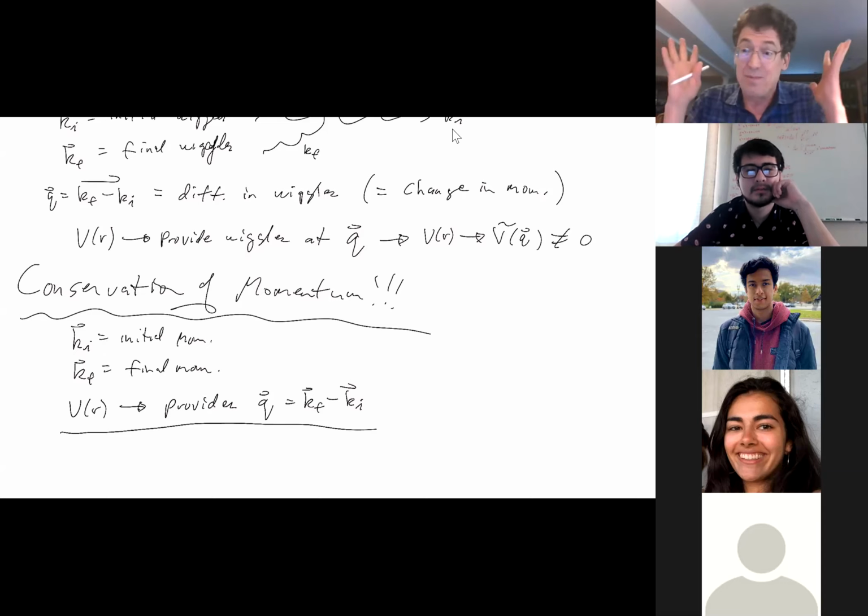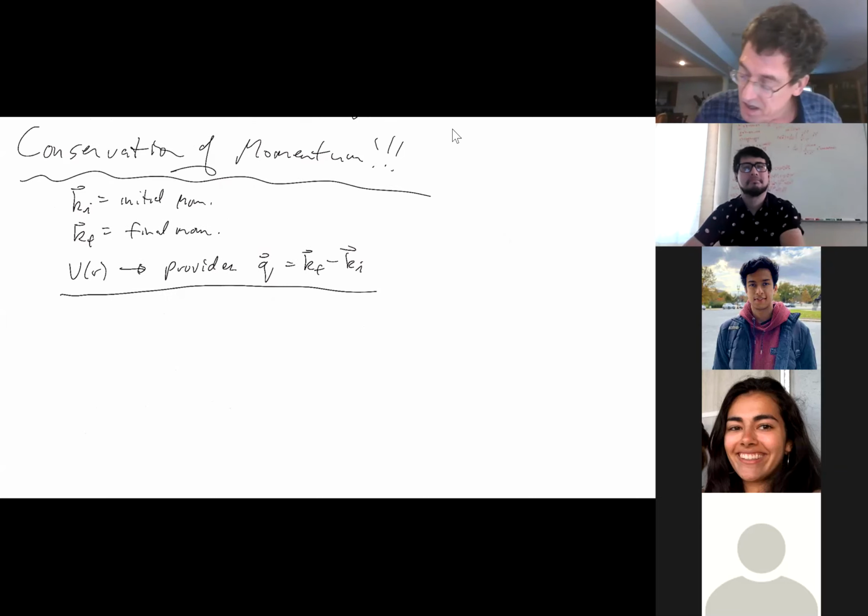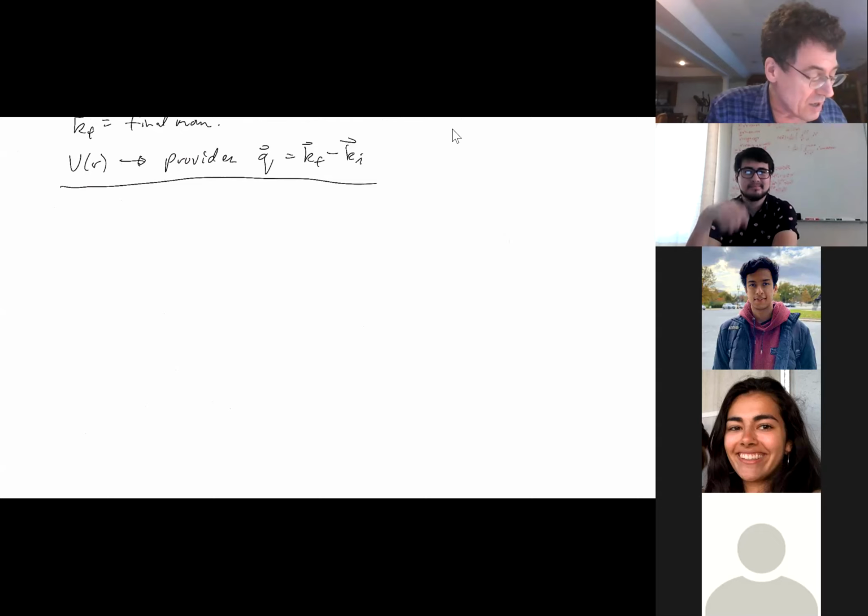So this is like an important moment in your life. Like, oh my God, I just conserved momentum in quantum mechanics. Energy conservation you've already been doing a lot of, but you haven't done momentum conservation. This is it. This is momentum conservation. You just did it. Okay, now let's move on. Okay, great. That's momentum conservation.